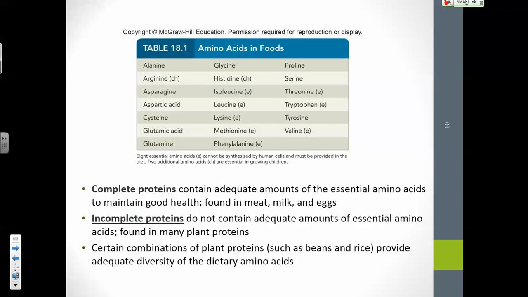If you look at this table, these are all the 20 amino acids. And do you see how 8 of them have a little E beside them? That means you can't make these. You can't interconvert enough to make these. So that means they have to be in the proteins that you eat. Okay? Those are the essential amino acids.